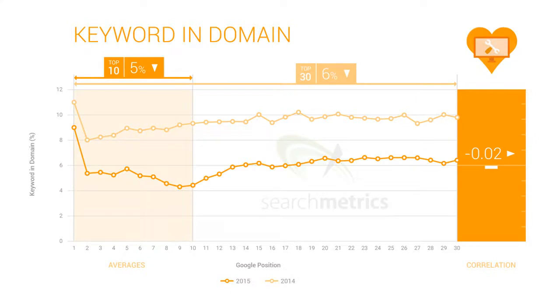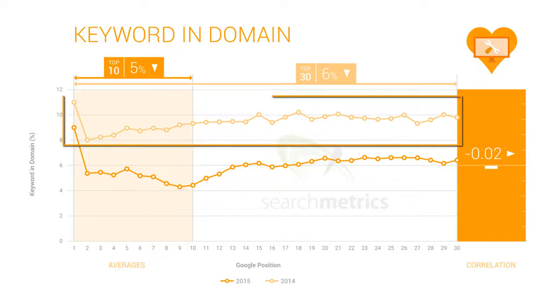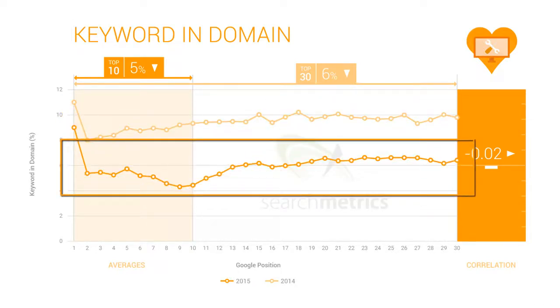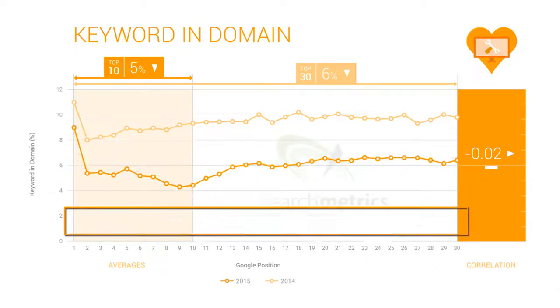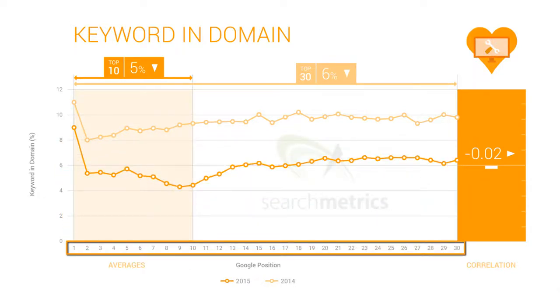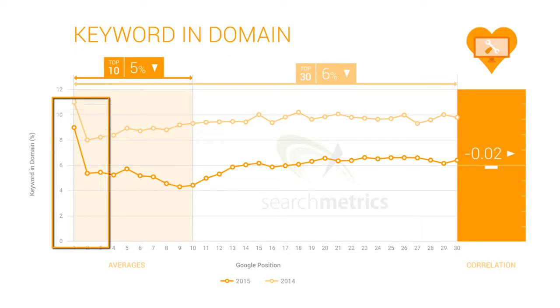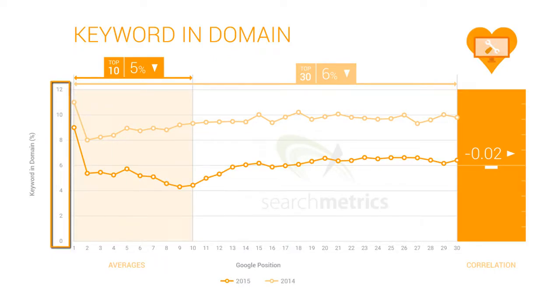Let's come back to keyword in domain name research data. Here is the research of 10,000 keywords with exact match domain. This transparent orange line represents 2014 and this thick orange line represents 2015. As you already know, the x-axis in this graph represents ranking of search result in Google search engine, whereas the y-axis represents the percentage of keyword in domain name.